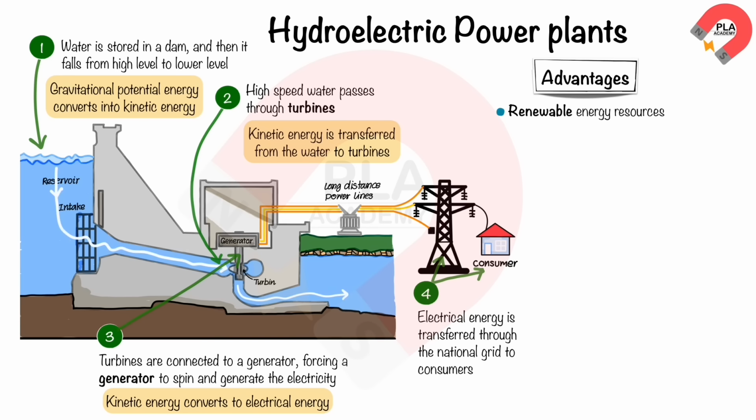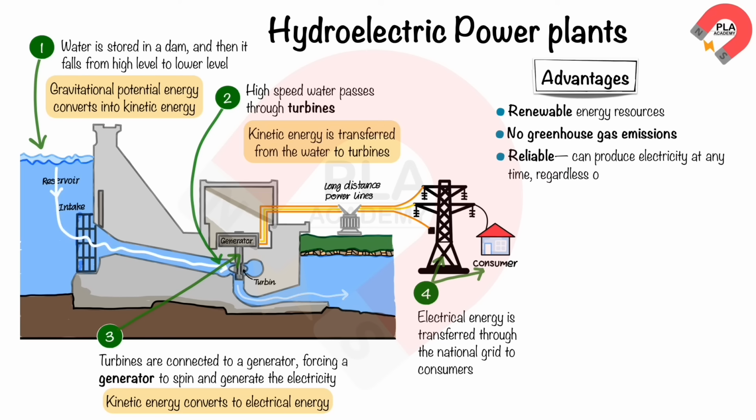Renewable energy resources. Hydroelectric power is an infinite resource that will never run out. No greenhouse gas emissions. Hydroelectric power plants do not produce greenhouse gases or other pollutants. Reliable. Hydroelectric power plants can produce electricity at any time, regardless of the weather, and large amounts of energy at short notice. Scalable. Hydroelectric power plants can be scaled up or down to meet changing energy demands.